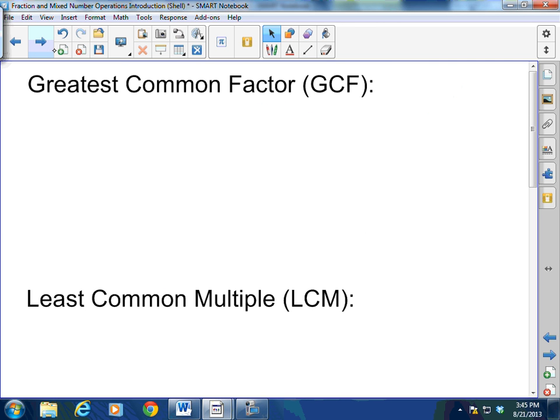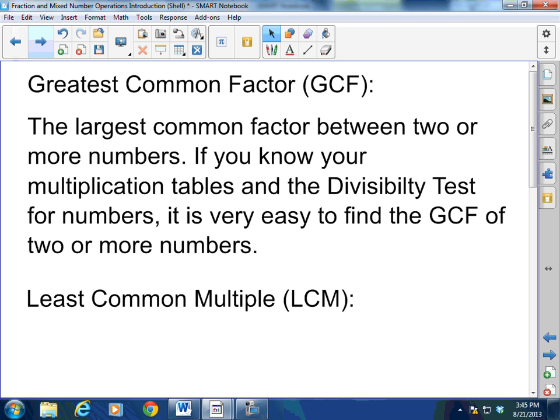All right, let's continue. Now that we've already introduced factors and multiples, let's talk about what the greatest common factor is and what the least common multiple is. The greatest common factor is the largest common factor between two or more numbers. If you know your multiplication tables and the divisibility test for numbers, it is very easy to find the GCF of two or more numbers.